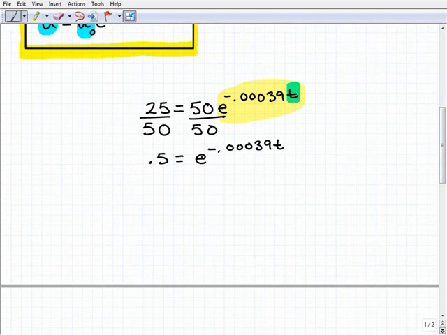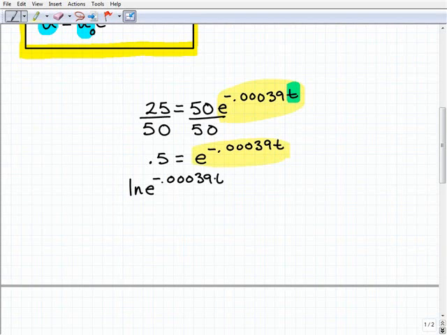Okay. Now we're talking about base e. So instead of taking a log of both sides, I'm going to take the what of both sides? You're going to take the ln of both sides. And I'm going to go this way. ln e, I'm just going to reverse sides. I always like to have my variables on the left. So I'm going to write this on this side. ln e to the negative 0.00039 t equals ln of 0.5.